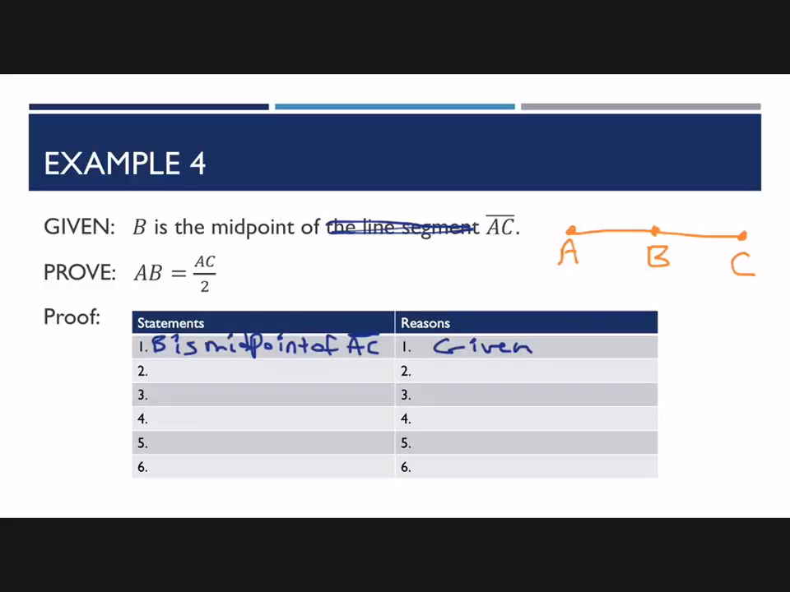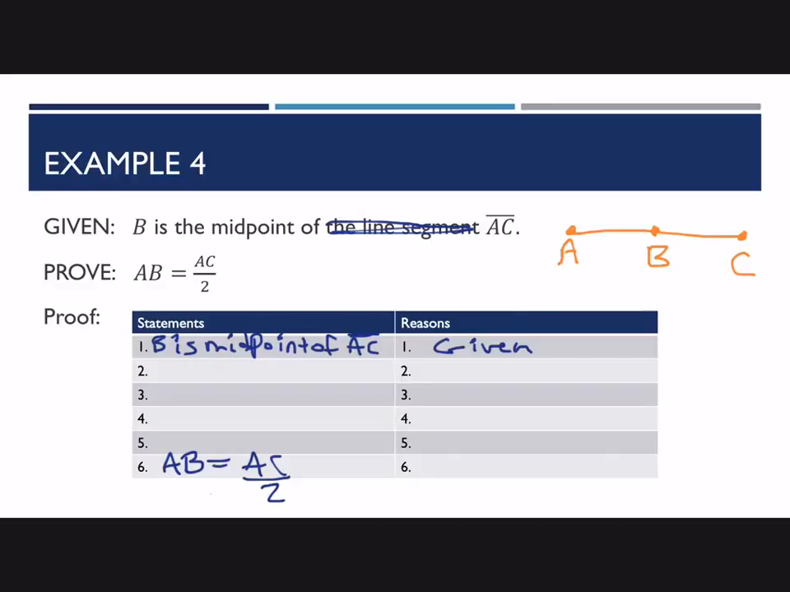Now looking ahead, we know what the last statement should be. It's whatever we're trying to prove. So we want to get to the point where we know that AB equals AC over 2. Right? Now the reason for this can vary. We don't know right now. It depends on whatever the previous statement right before that was.